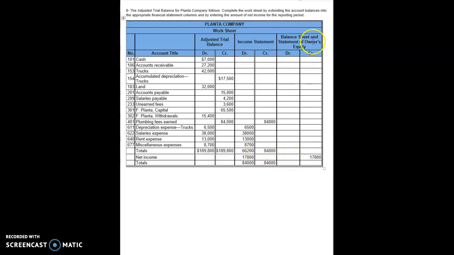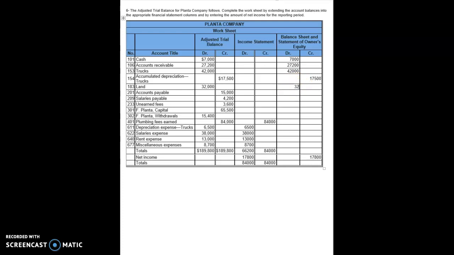The last thing we need to do is bring over the balance sheet accounts or statement of owner's equity accounts. So it's basically our assets, our liabilities, our capital, and withdrawals. So let's bring those balances over. All right, cash had a $7,000 balance, so I'm going to bring that $7,000 over. Accounts receivable was $27,200. Trucks had a balance of $42,000. Accumulated depreciation, remember, it's an asset, but it's a contra asset, so it has a credit balance of $17,500. So we got to make sure we bring it over in the correct columns.